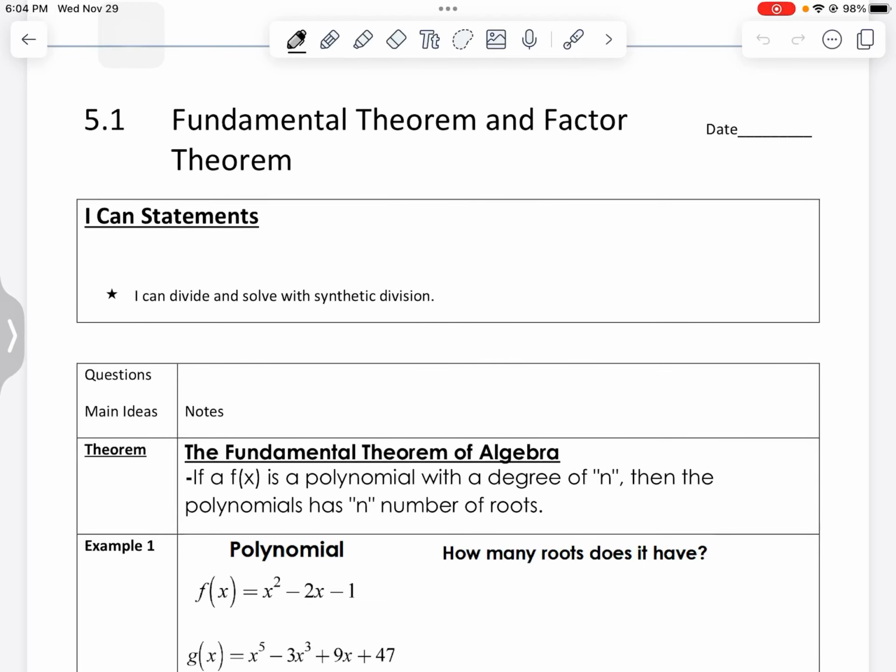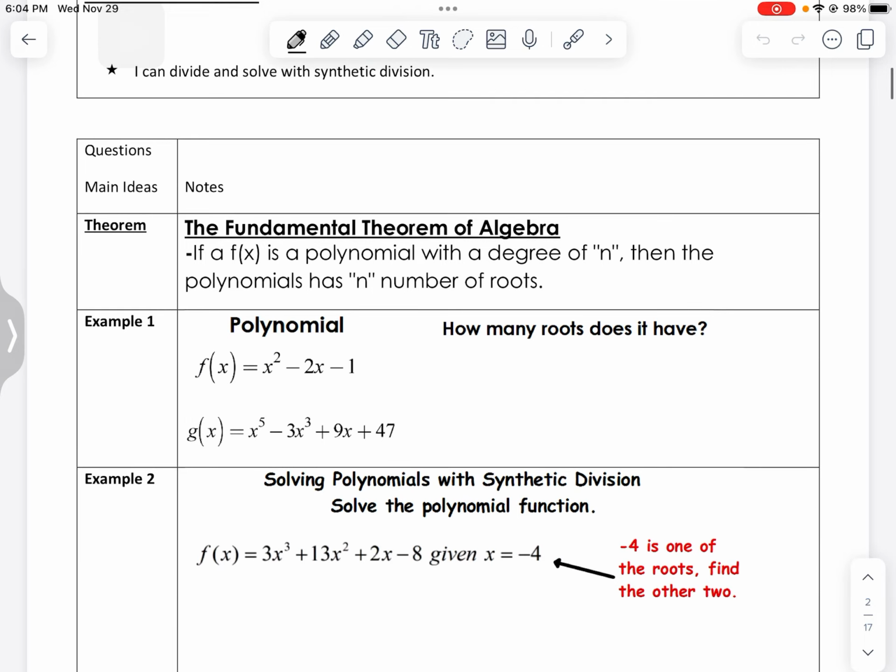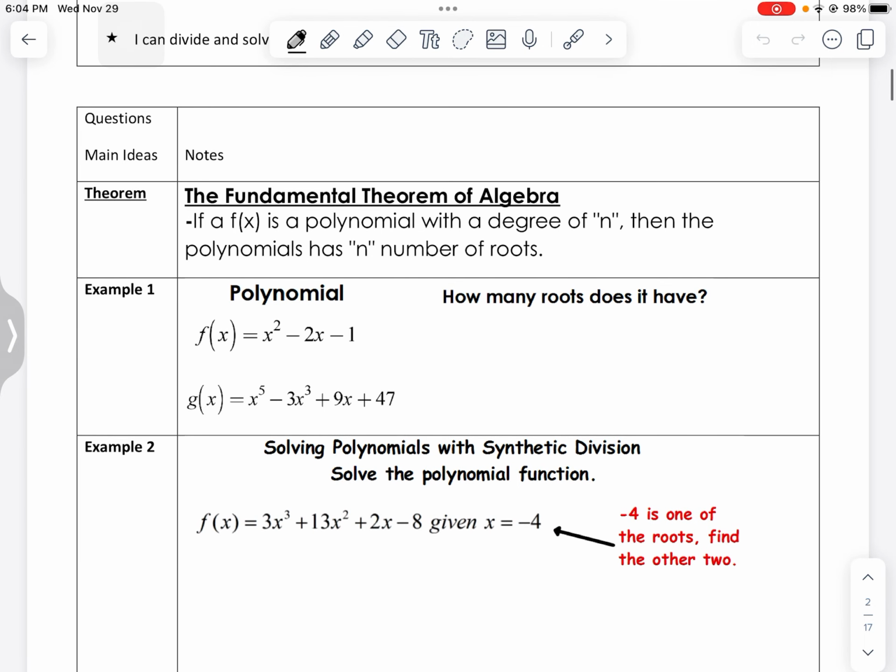Hello, today we're going to be doing 5.1, the Fundamental Theorem and Factor Theorem. So this idea is something we've been leading you towards in the past previous units. The Fundamental Theorem of Algebra states that if a function f of x is a polynomial with a degree of n, then the polynomial has n number of roots.